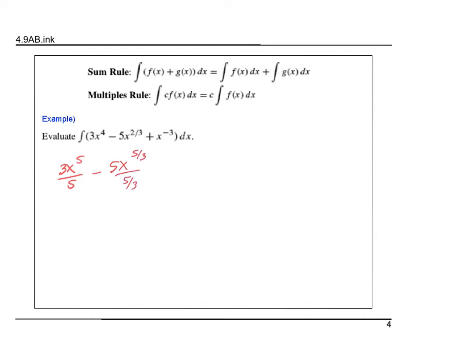You don't have to try to do all this in your head. Write it down exactly as the rule states. Plus x to the -2nd, divide by -2, plus c. And then you would want to rewrite this, clean it up as much as you can. So capital F of x equals 3/5 x to the 5th. 5 divided by 3/5 would be 5 divided by 5/3 would be 3 times 3/5, which is just 3. x to the 5/3 minus 1/2 x to the -2nd plus c.